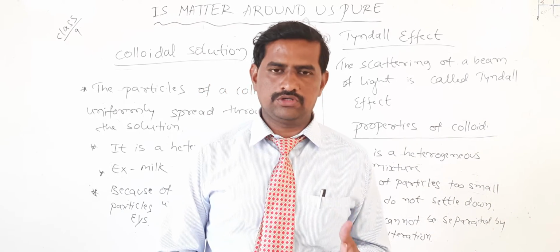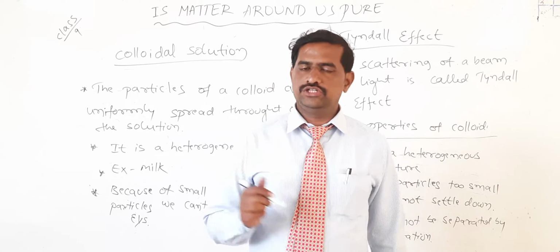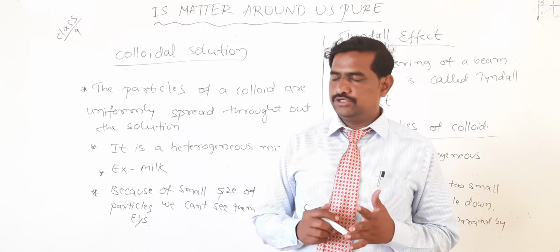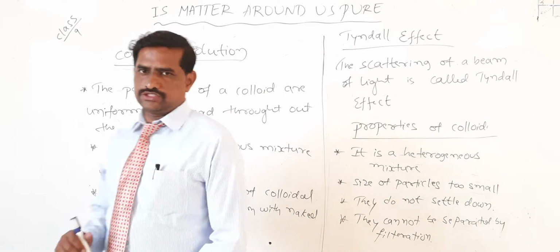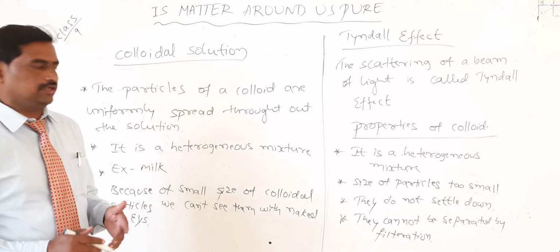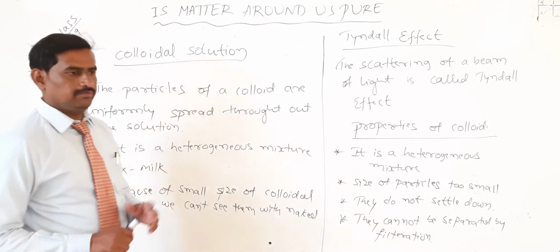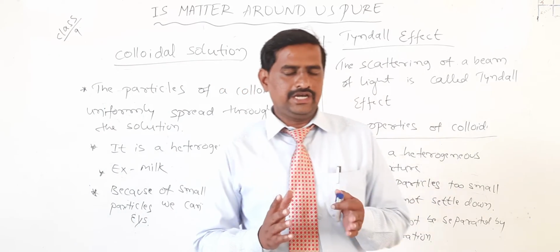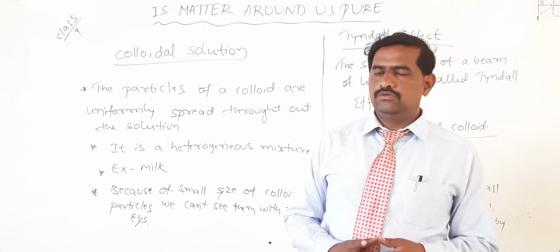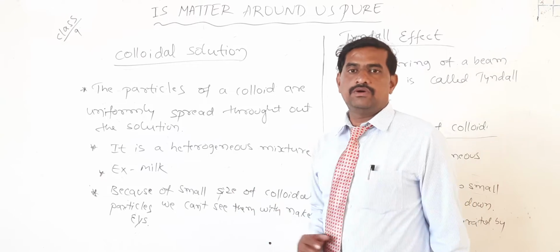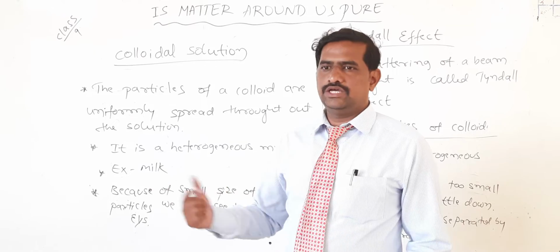Before studying that, we should know about the suspension. Suspension and colloidal solution are both heterogeneous mixtures. Means they will not completely dissolve, they disperse. But here the colloidal solutions are dispersed throughout the solution. The particles of the colloids are uniformly spread throughout the solution. But in the suspension, they settle at the bottom when undisturbed. Here they will not settle at the bottom, and we can't see the colloidal particles with our naked eyes, they are so minute compared to the suspension.